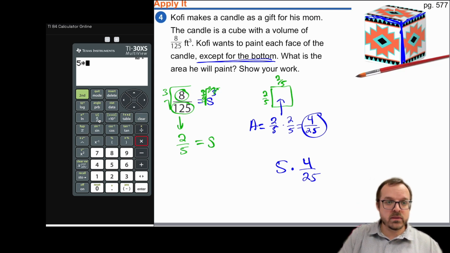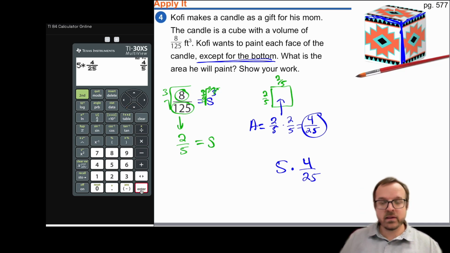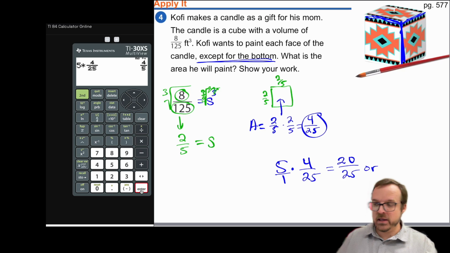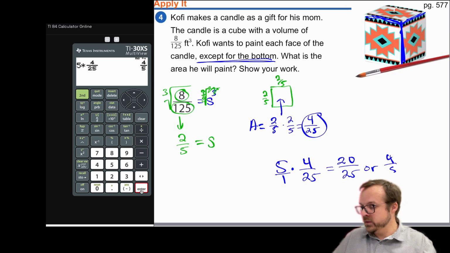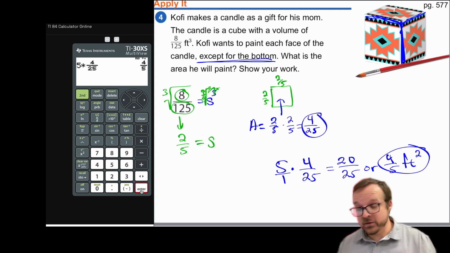5 times 4/25. Make sure I got everything in there right. Looks like I did. And that gives us 4/5. You also could have just multiplied straight across, giving you 20/25, or reduced, exactly what you see there, 4/5. And because we're painting area, we're going to be painting square feet, technically. All right.